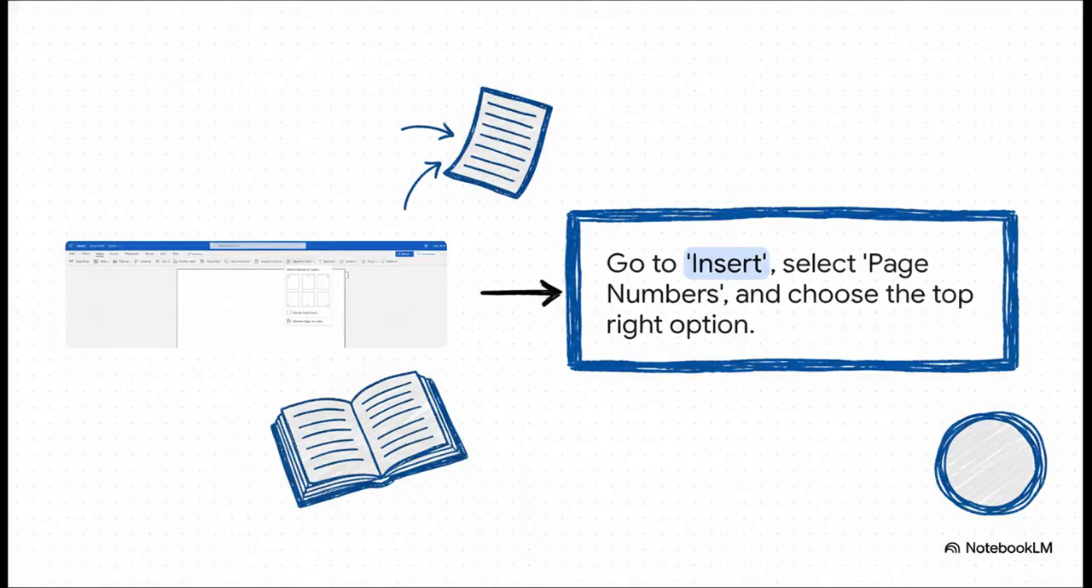And getting this set up is super easy. Just head over to the Insert tab, find that Page Numbers button, give it a click, and then choose the option that puts the number in the top right corner. That's it. Word will now take care of numbering every page for you automatically.